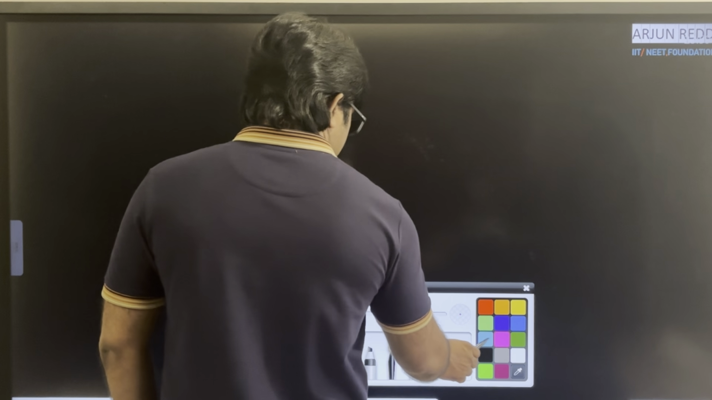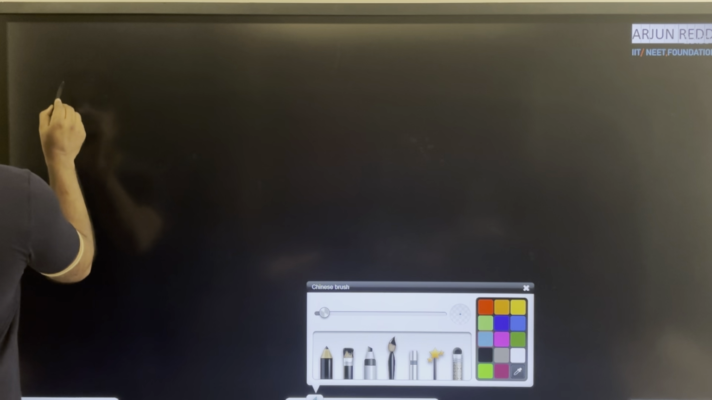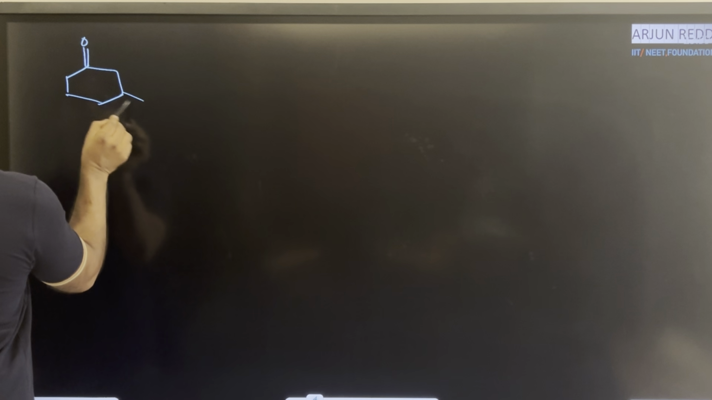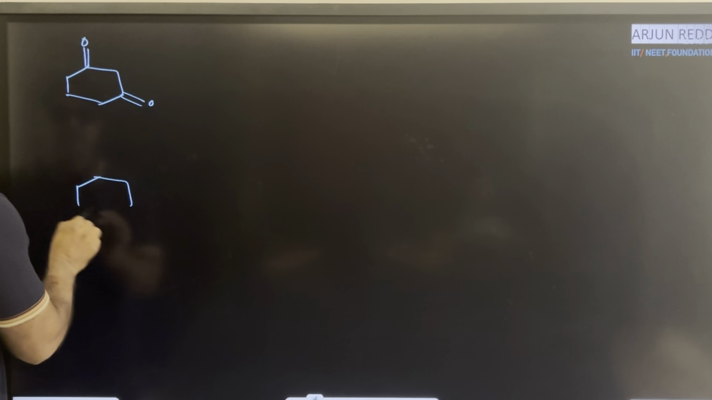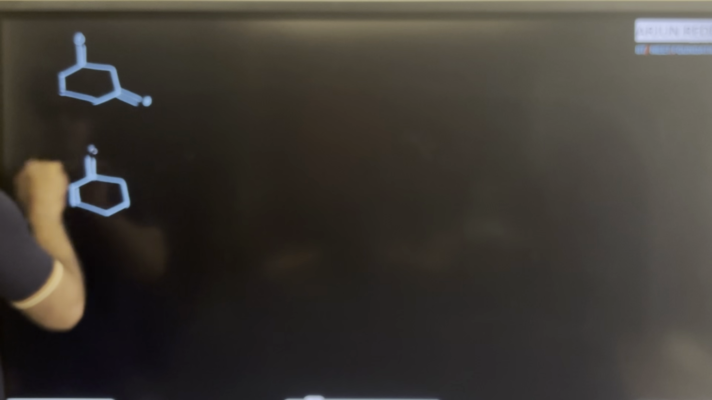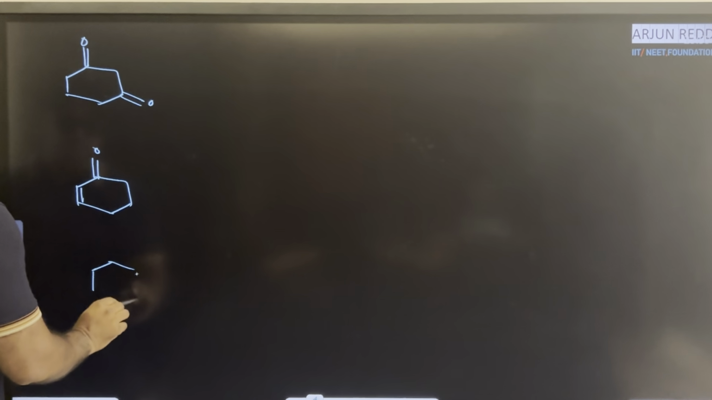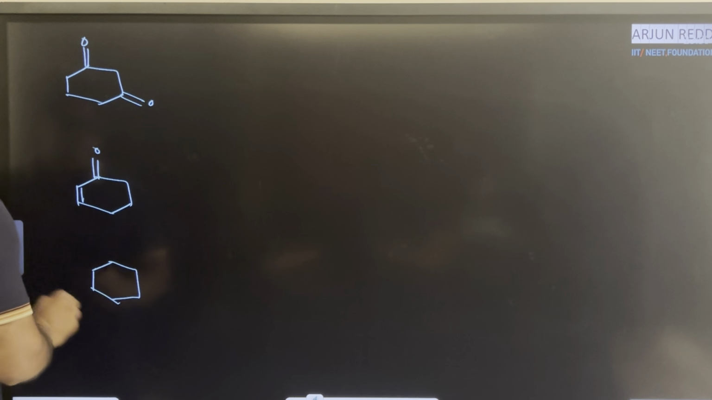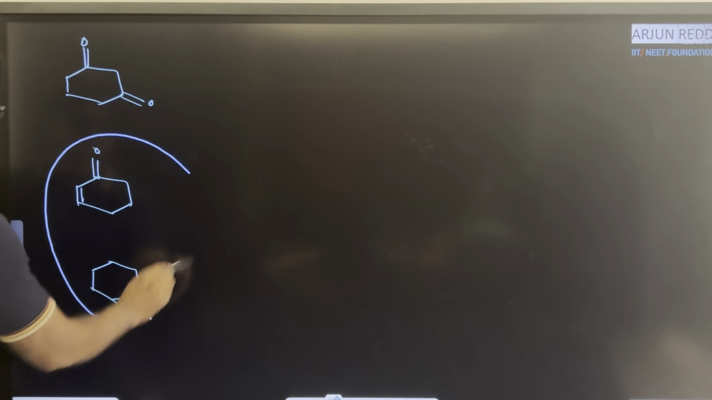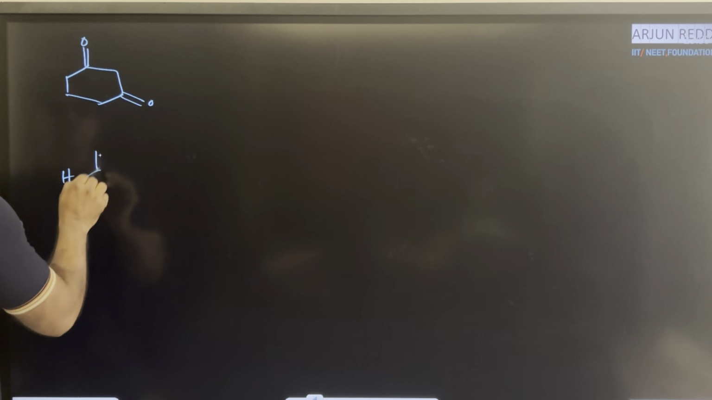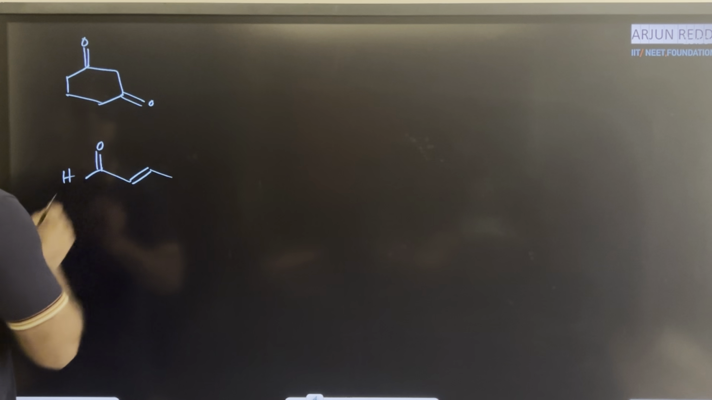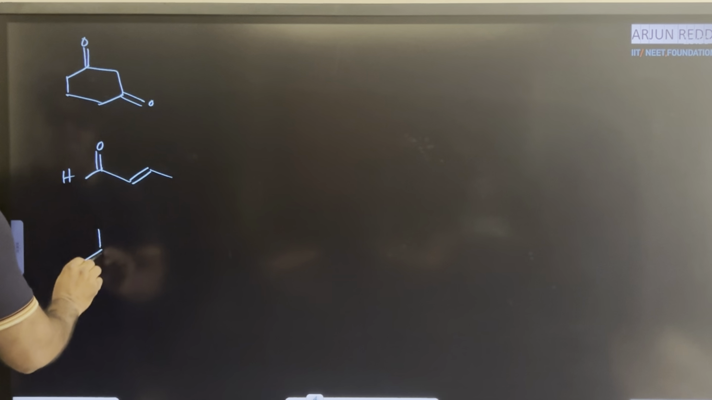Next important examples. This is the given question. Double bond O, again double bond O, right? For example, same question given like this. Double bond O. Here. It would be better to start from acyclic conjugated systems like this.